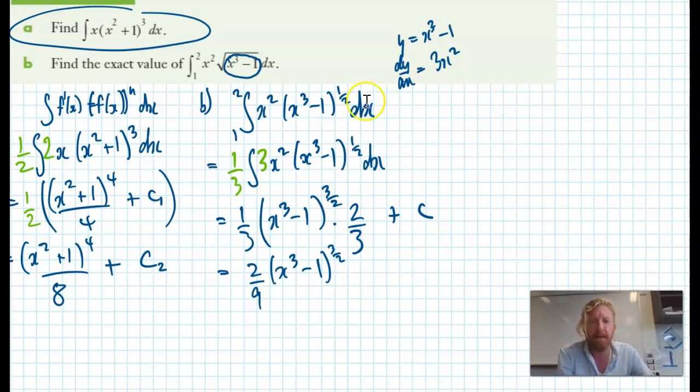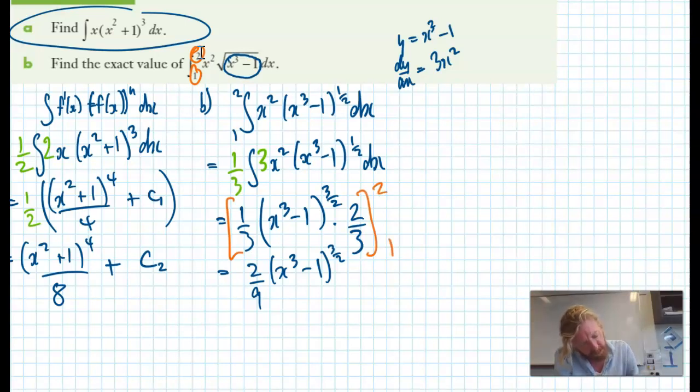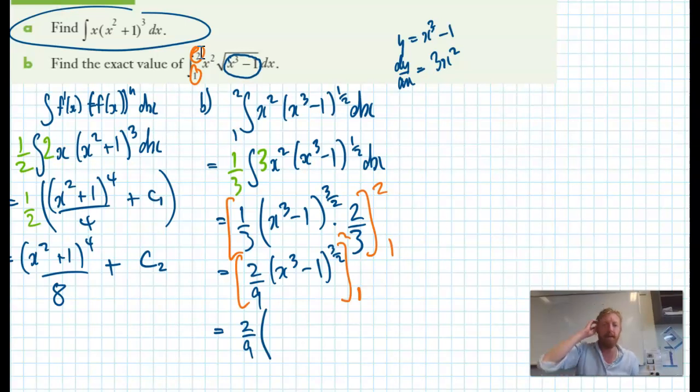Actually, guys, I've done it again. We're doing a definite integral here. So I don't need that plus c. Because I've got these limits here, the moment I integrate, I can switch to this, 2, 1, 2, 1, and hopefully this won't create too much. I'm going to take that 2/9 out. Now you can play around with however you do it.